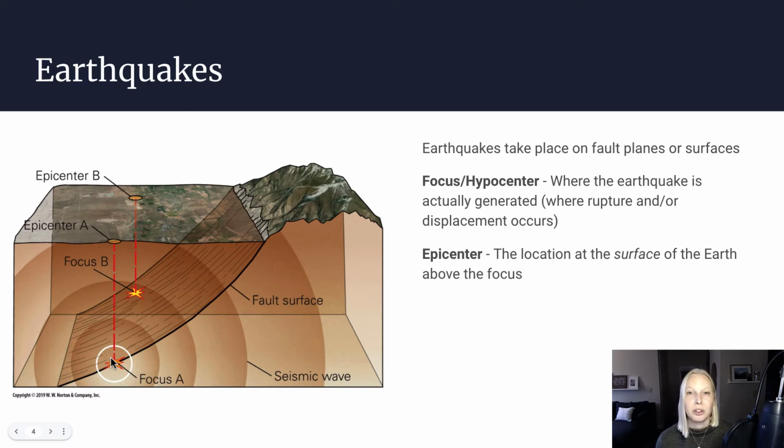In the news, if an earthquake occurs, you'll probably hear newscasters talk about the epicenter. Where is the epicenter of the earthquake? We're always concerned about where the epicenter is. The epicenter is a location at the surface of the earth above where the earthquake actually occurred, or above the focus or the hypocenter. So that would be this location here that is at the surface of the earth above where the earthquake actually occurred. So it's important to know the difference between those two things, the focus or the hypocenter and the epicenter.